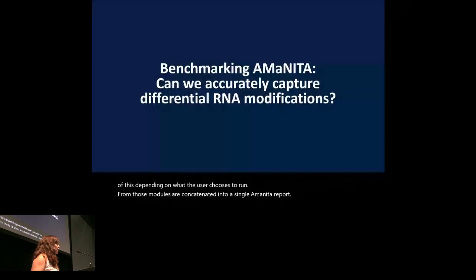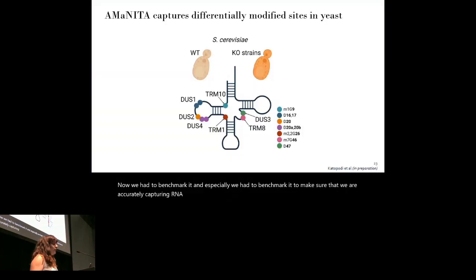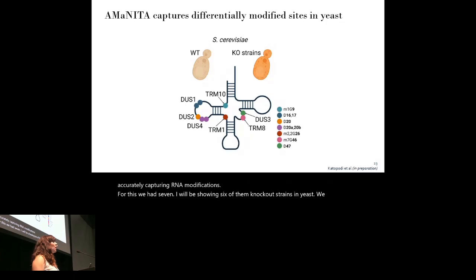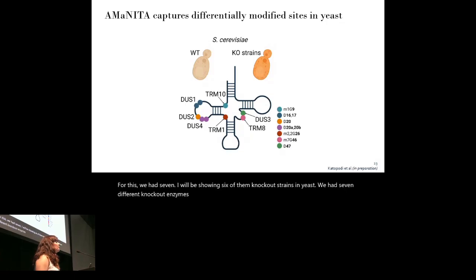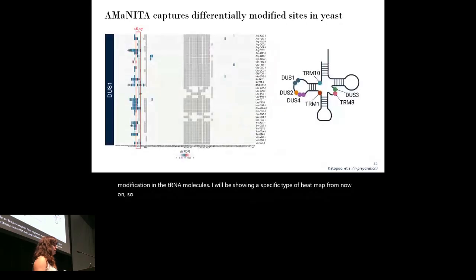Now, we had to benchmark it, and especially we had to benchmark it to make sure that we are accurately capturing RNA modifications. For this, we had 7, I will be showing 6 of them, knockout strains in yeast. We had 7 different knockout enzymes. Those enzymes are responsible for the deposition of a specific modification in the tRNA molecules. I will be showing a specific type of heat map from now on, so I will take the DUS1 knockout as an example to explain it.